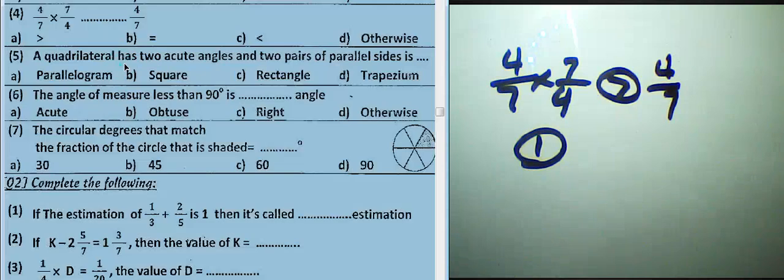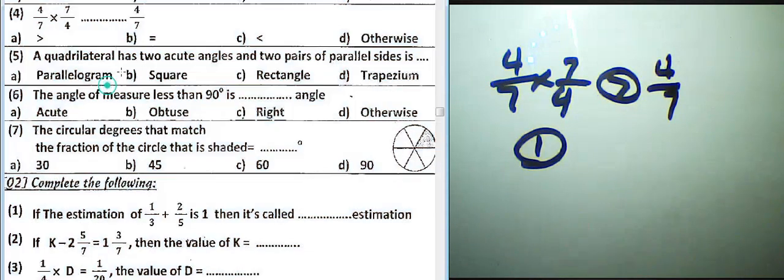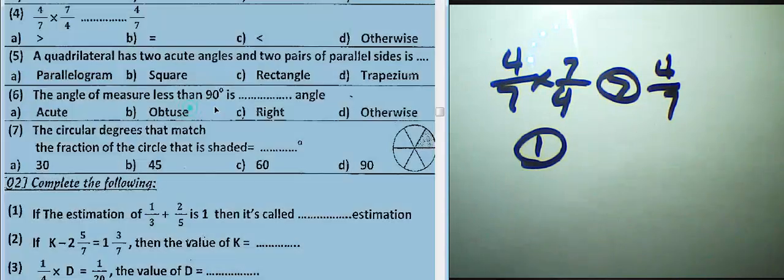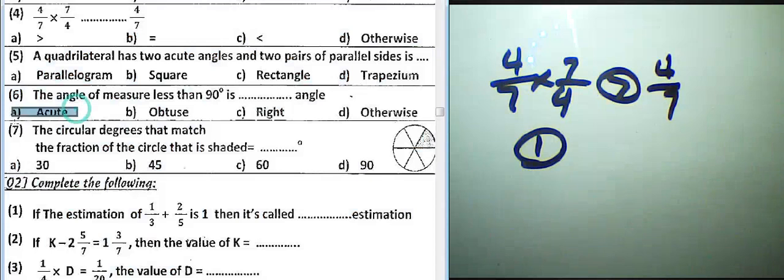Question 5. A quadrilateral has two acute angles and two pairs of parallel sides. We call it a parallelogram. Parallelogram, okay. An angle of measure less than 90 degrees is acute. Less than 90 degrees, we call it an acute angle.